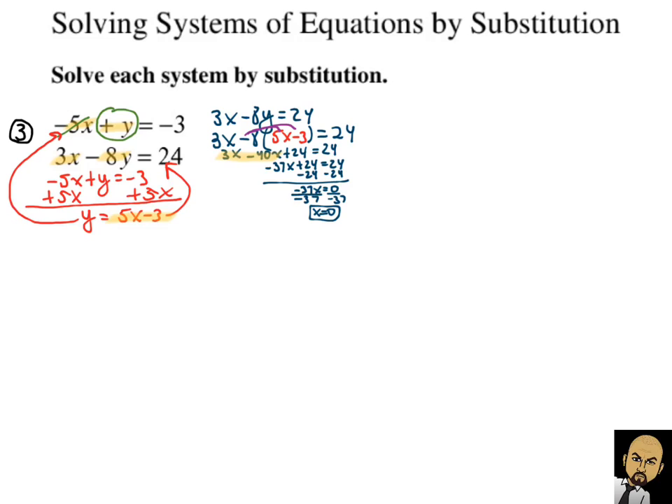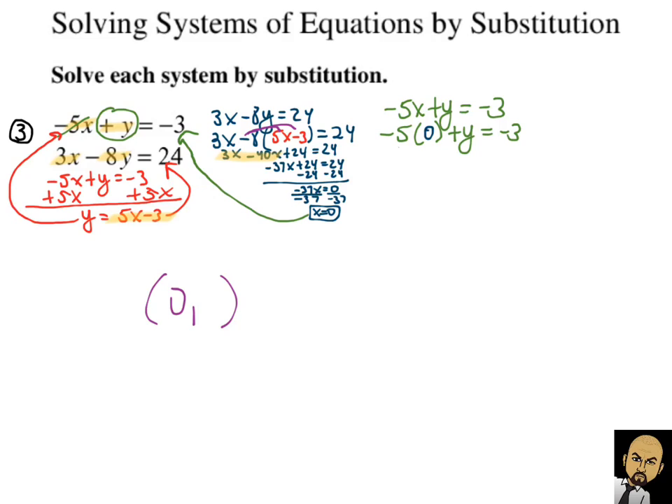And so now we're going to take our solution of x. That's going to be our x value in our solution, the ordered pair of our solution. And now we're going to substitute into one of the equations. And again, I'm going to use the first equation because that's the easiest one in my opinion. So instead of negative 5 times x plus y equals negative 3, it's going to be negative 5 times 0 plus y equals negative 3.